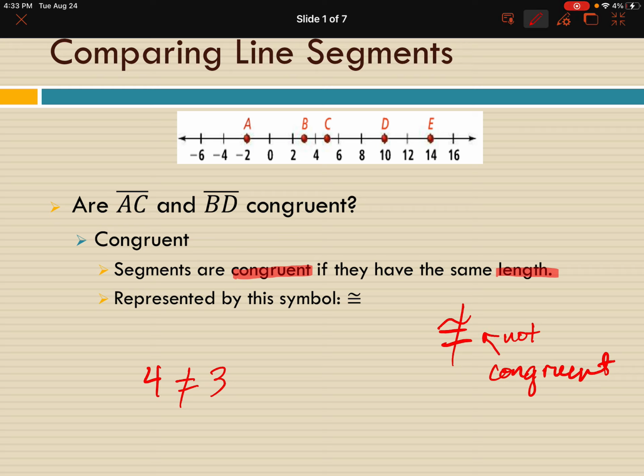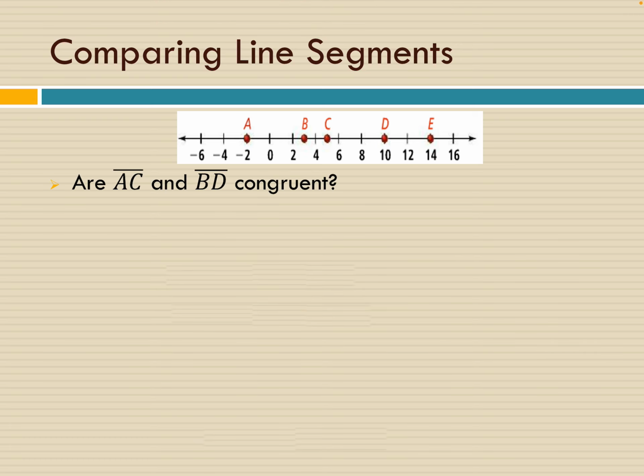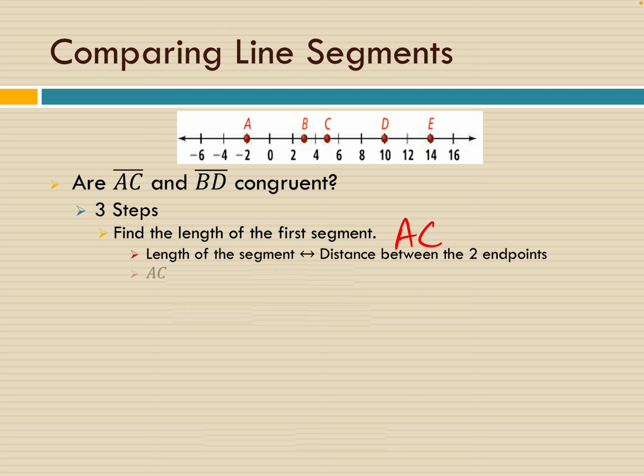So, if we are to answer this question, are AC and BD congruent, what we need to do is follow 3 steps. Step number 1, find the length of the first segment. What you're going to put in that blank right there is AC. Remember, when you have 2 letters like that, but there's no line or segment symbol on top of it, you're talking about the length, the distance between A and C. So let's do that.